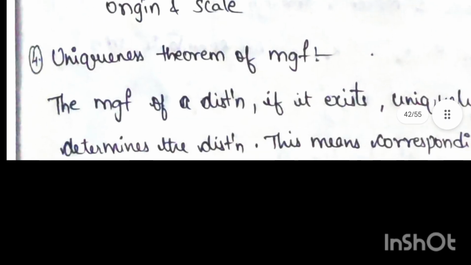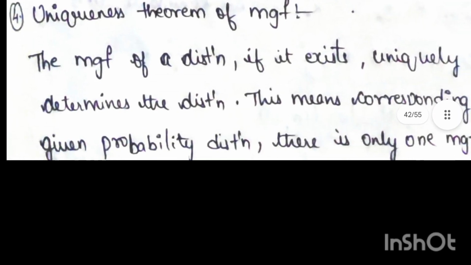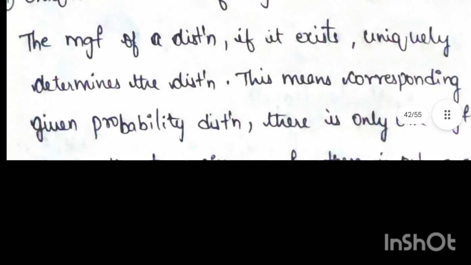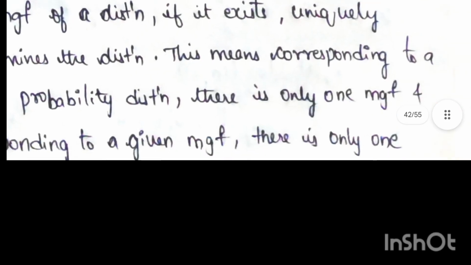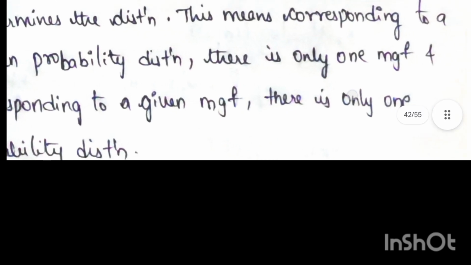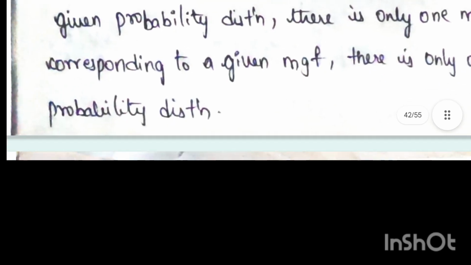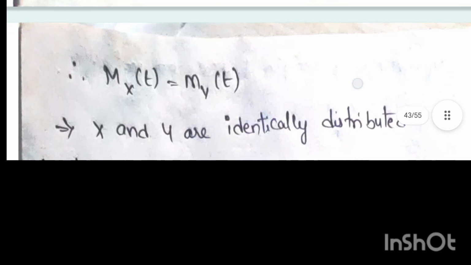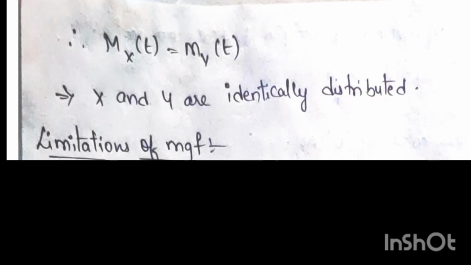Next, the uniqueness theorem of MGF. The MGF of a distribution, if it exists, uniquely determines the distribution. This means corresponding to a given probability distribution, there is only one MGF. Corresponding to a given MGF, there is only one probability distribution. If Mx of t is equal to My of t, then X and Y are identically distributed.